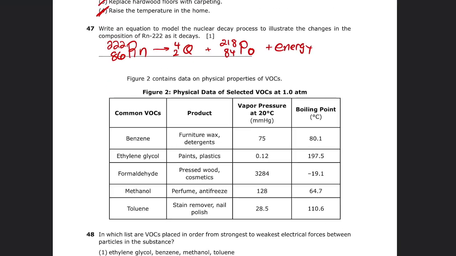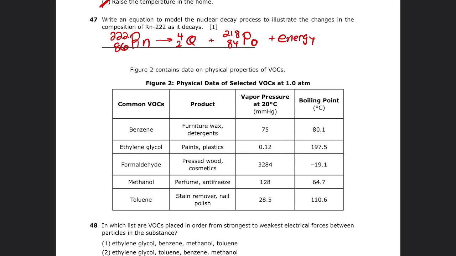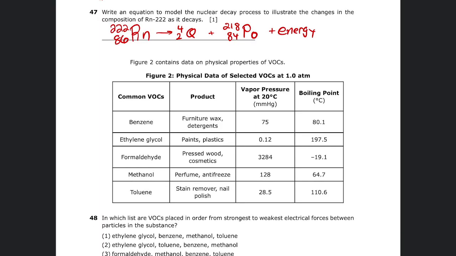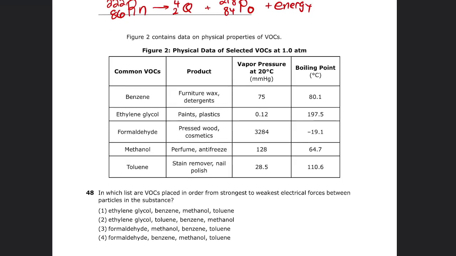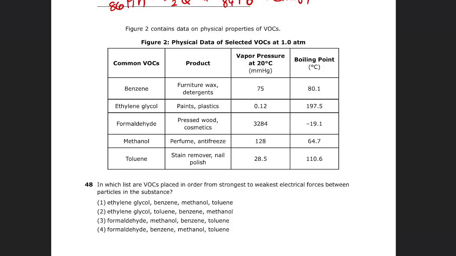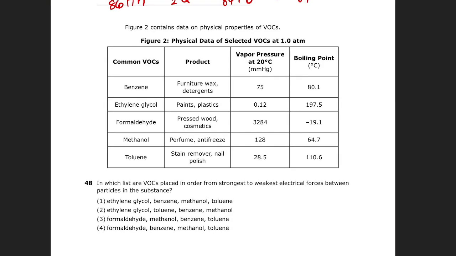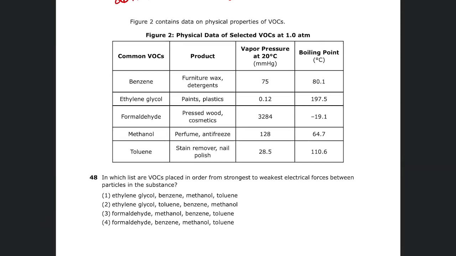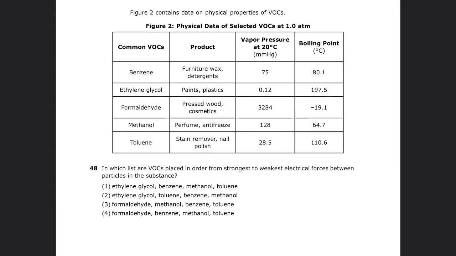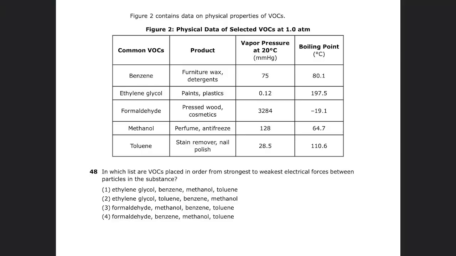All right, moving along. It says figure 2 contains data on physical properties of VOCs. It's giving us common VOCs, their products, their vapor pressure, and their boiling point. So we're probably thinking back to that fast and fragrant lab where we had to do an investigation on vapor pressure and evaporation. Question 48 says, in which list are VOCs placed in order from strongest to weakest electrical forces between particles in the substance?